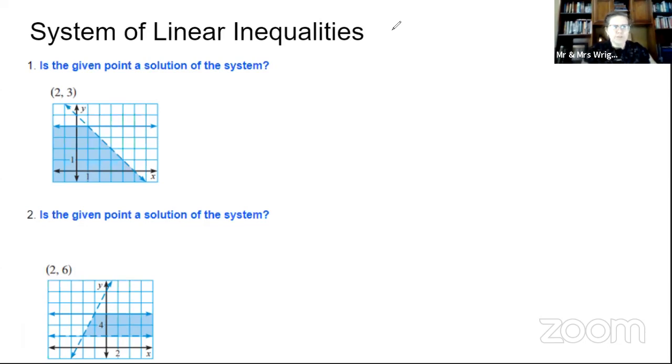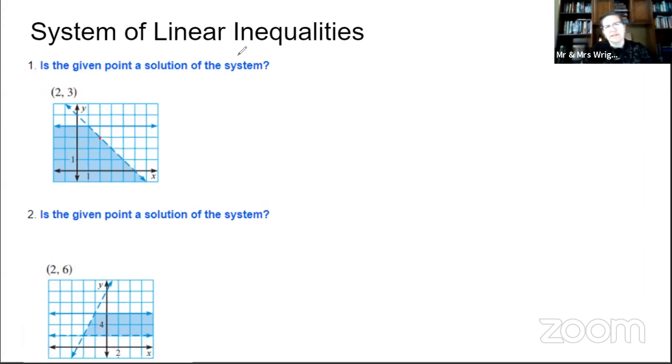Let's figure out where this point is. It's going to be to the right 2 and 1, 2, 3, up 3. Well, that's not really in the shaded region. It's on the line. But is that line included in the system? Well, considering that it's a dashed line, our answer is no. If it were a solid line, our answer would be yes.